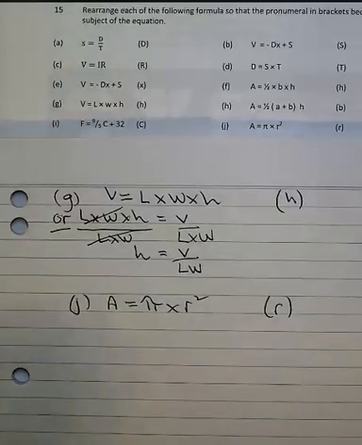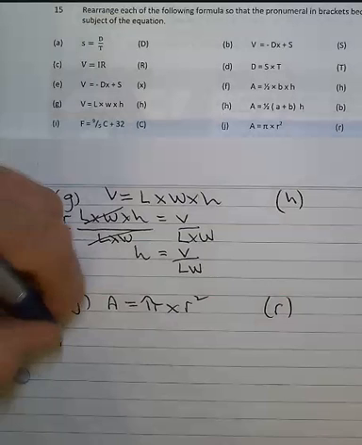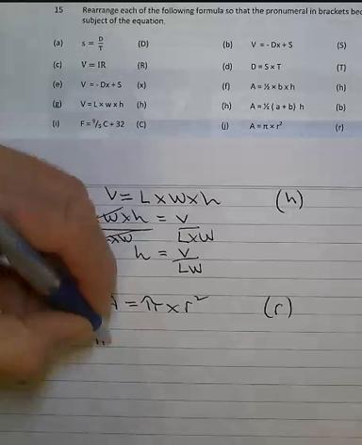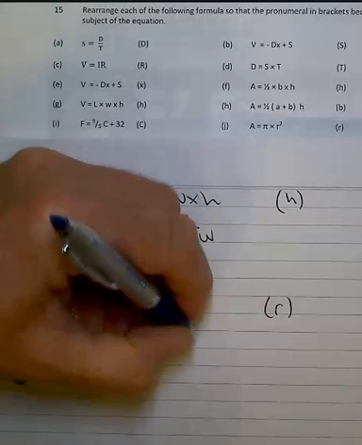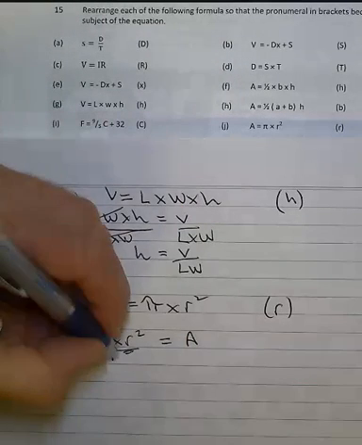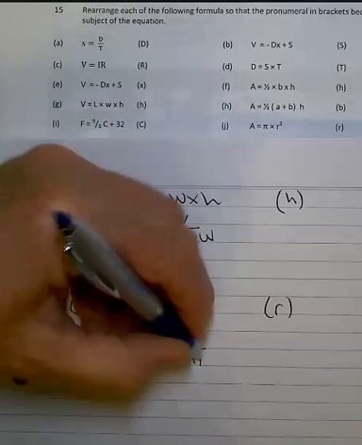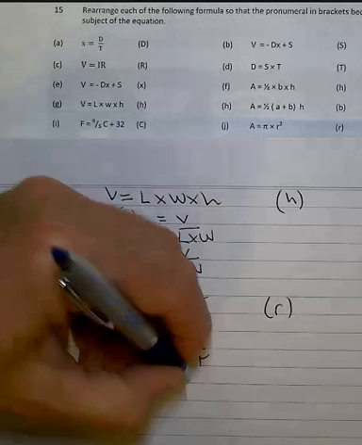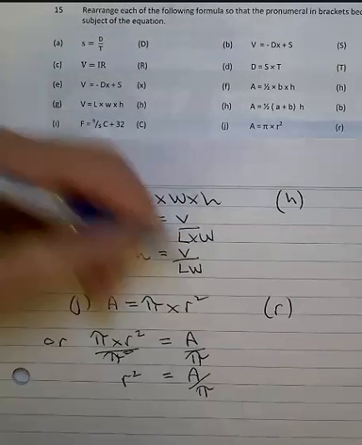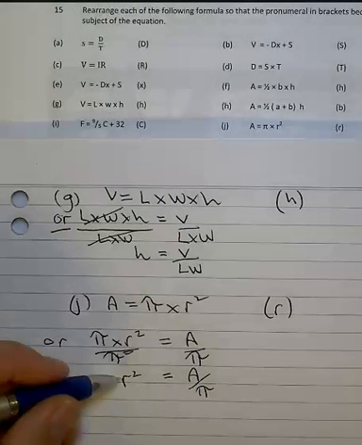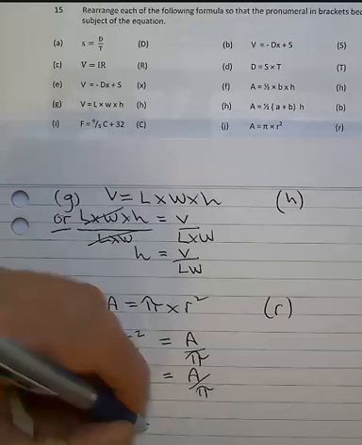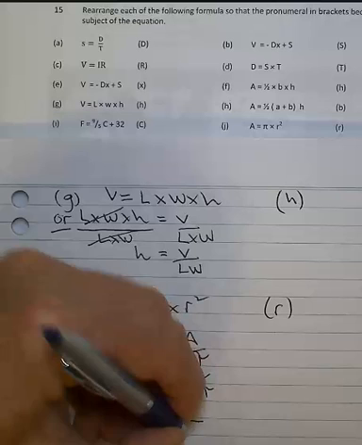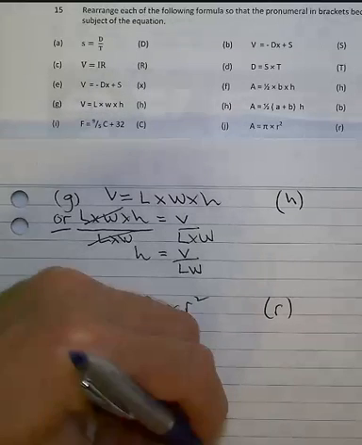The last instance is a little bit messy because it will involve me taking the square root. Always rewriting it such that the subject, the R, is on the left-hand side. Dividing both sides by pi. That undoes the multiplication. Now the last step I've got to do is to use the square root. Take the square root of both sides. So it gives me R is equal to the square root of A divided by pi.